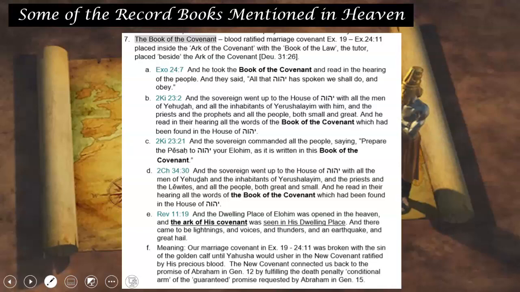And the dwelling place of Elohim was opened in the heaven, and the ark of his covenant was seen in his dwelling place. And there came to be lightnings and voices and thunders and an earthquake and great hail.